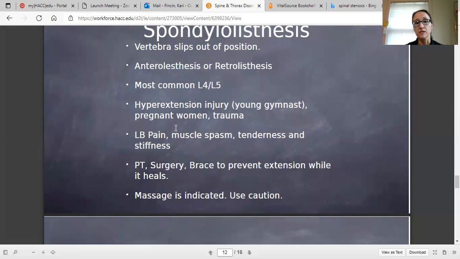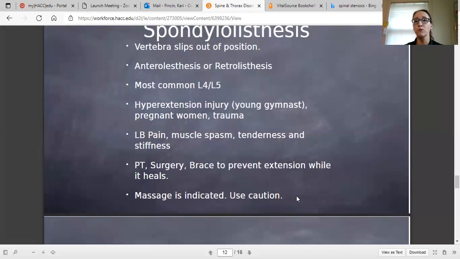Obviously, the most common symptom is going to be pain. You can see why that would be painful. Sure. Tenderness, stiffness, surgery, braces, physical therapy. It says massage is indicated, but again, that's only indicated for palliative therapy, like to help reduce pain and to make them feel better, to relax them.